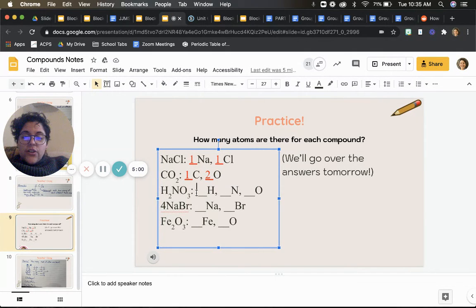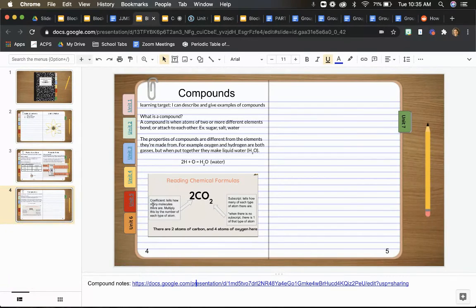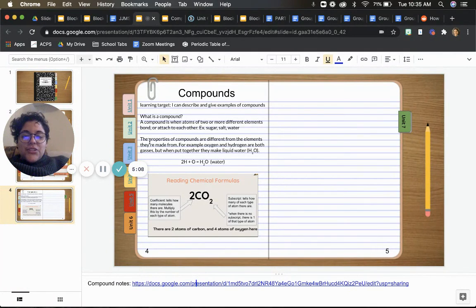So go ahead and practice and do these 3 on your own, and we will go over them tomorrow in class. So make sure to get this down in your notebook. The slides are there as well if you want some more detail.